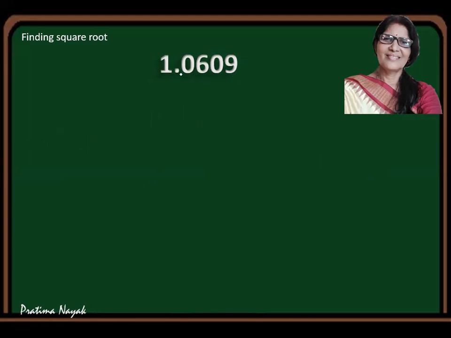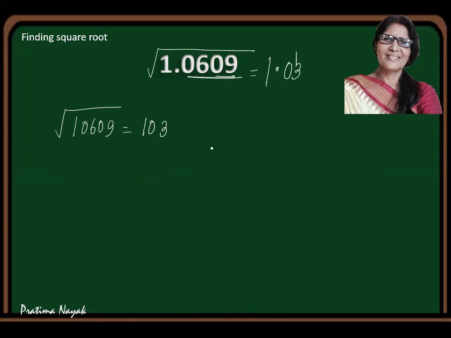Next, 1.0609. Is it a perfect square? Yes, because there are 4 places. So the square root of 10609 was 103, and there are 2 places after the decimal. So I hope you can write it now. It will be 1.03. Now let us learn how to get it.